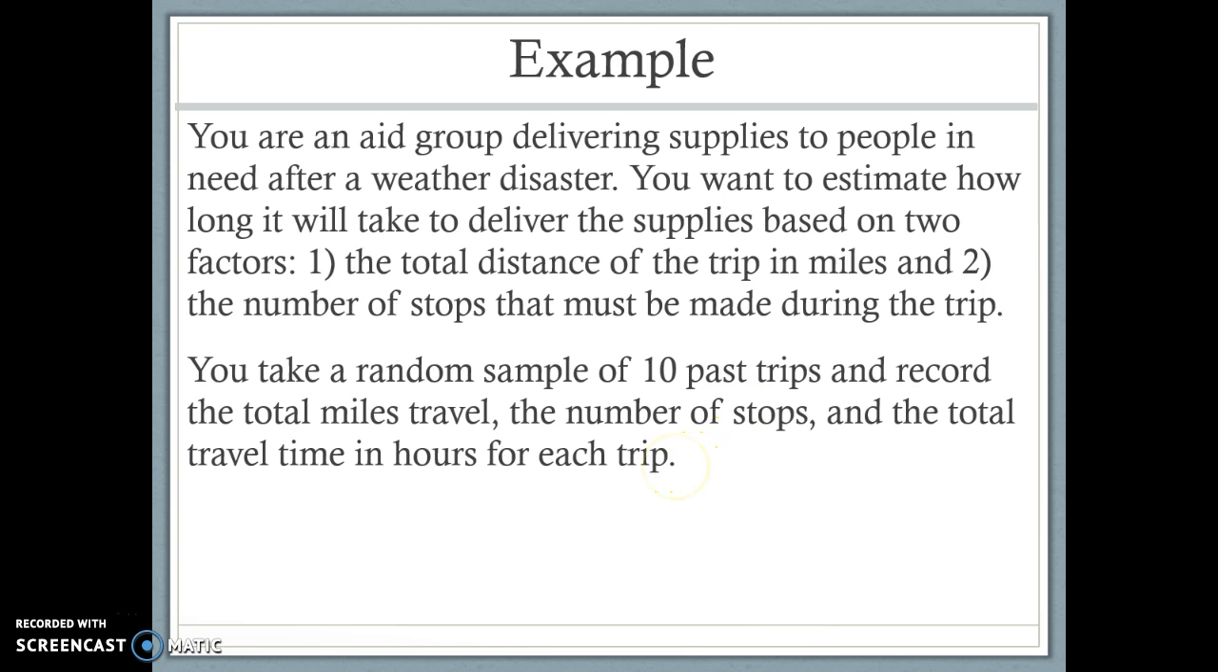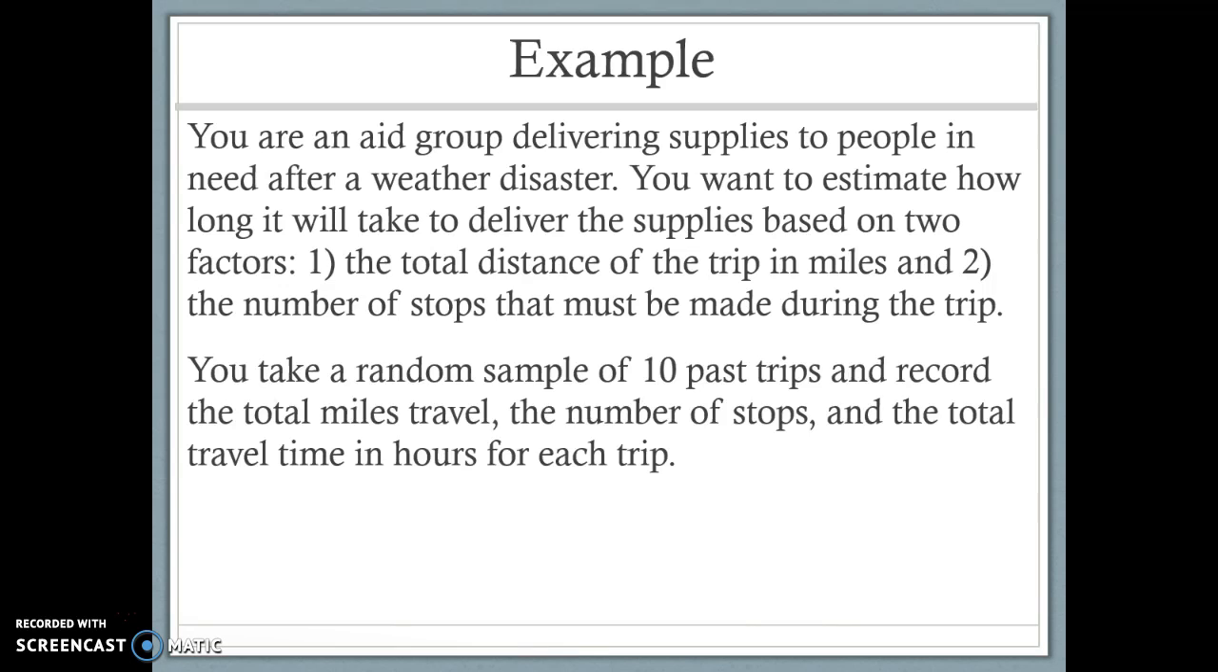So let's do an example. Let's pretend you're an aid group and you're delivering supplies after some weather disaster. So maybe you work in Haiti and you're trying to deliver supplies effectively after the hurricane. You want to estimate how long it's going to take to deliver those supplies, so you can make sure that you can plan ahead. So if we know how long it's going to take, we want to make sure that we can estimate that with a good model.